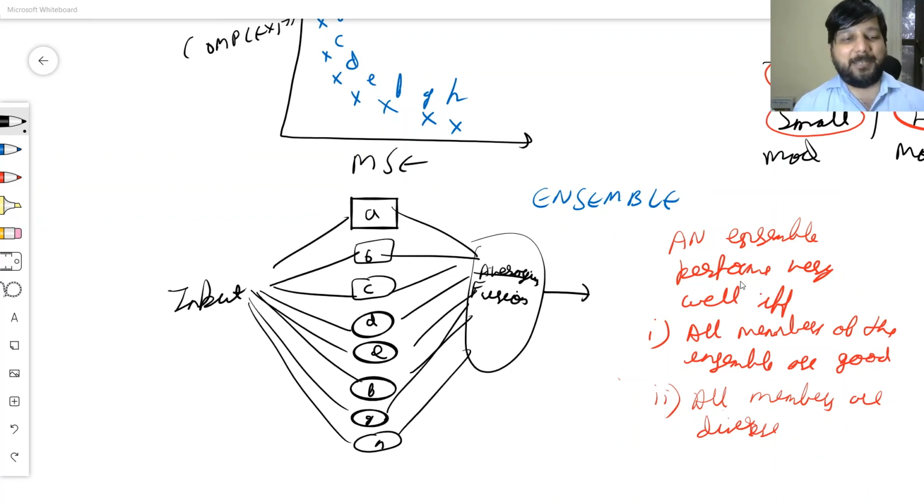I have an ensemble of diverse individuals who are individually competitive, and therefore it makes an absolutely great ensemble whose performance potentially outbeats the performance of the best network.